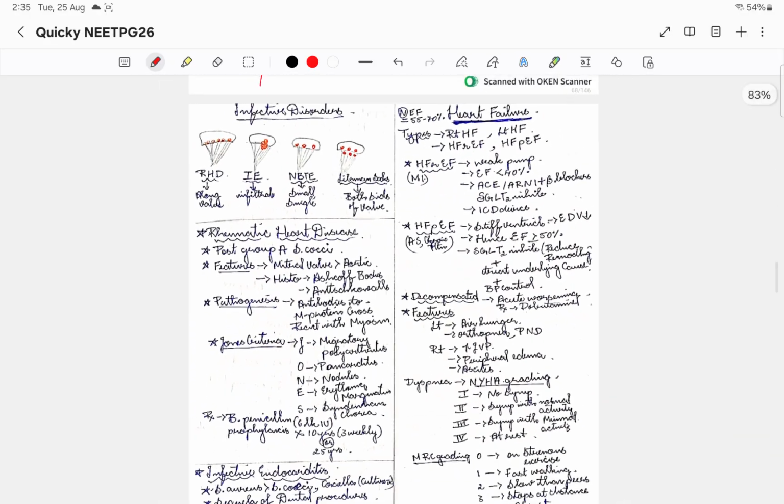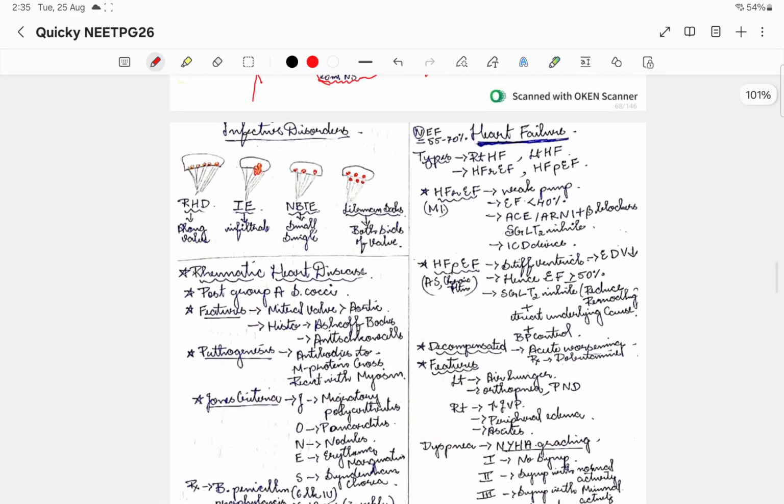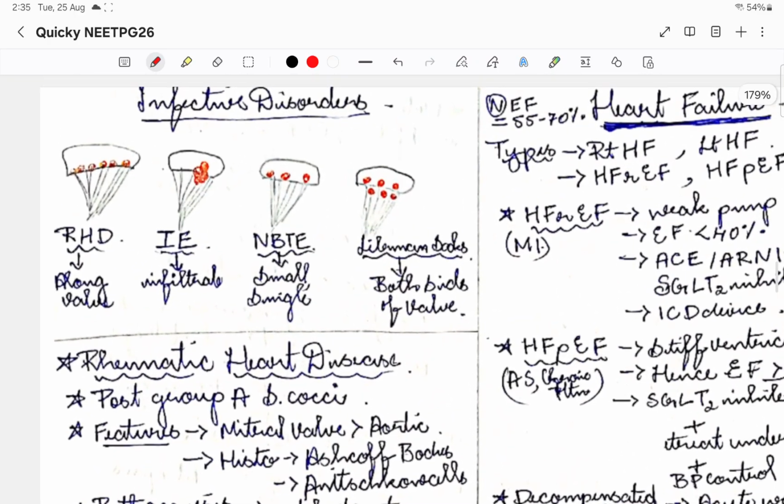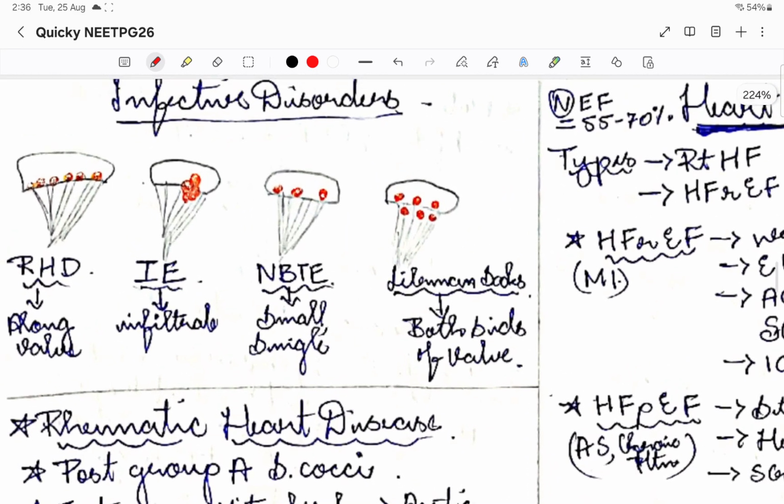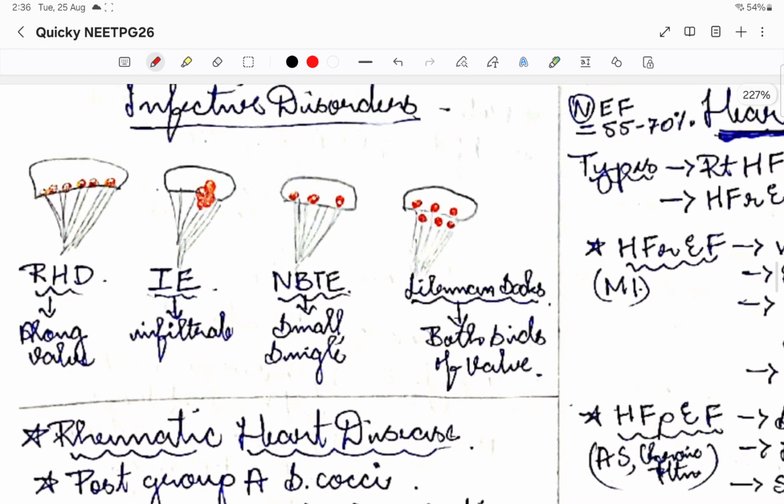The last part is infective disorders of the heart. Once this is done, we are going to go for heart failure. Finally, everything we have discussed, if nothing works, the heart will fail, right? That is why we'll learn about heart failure at the last. So now we'll go on with the infective disorders of the heart.